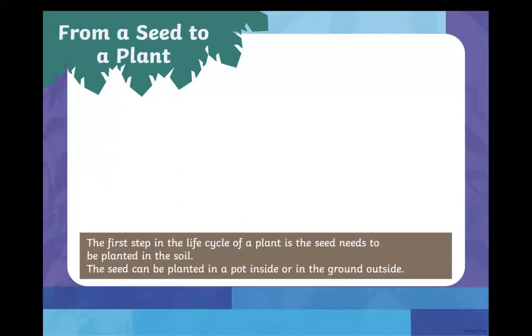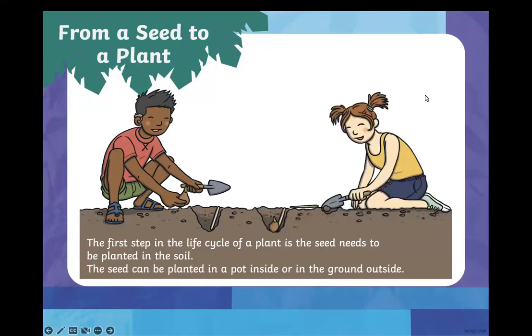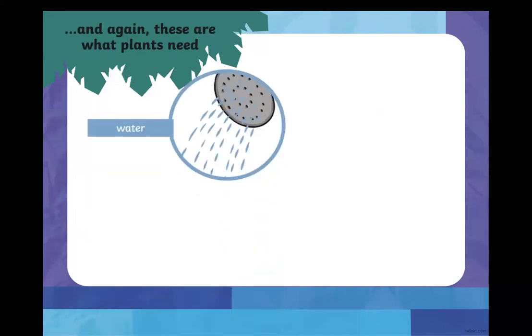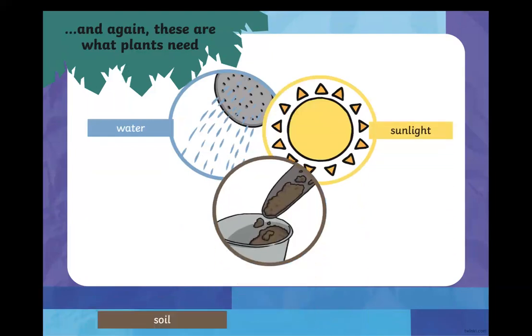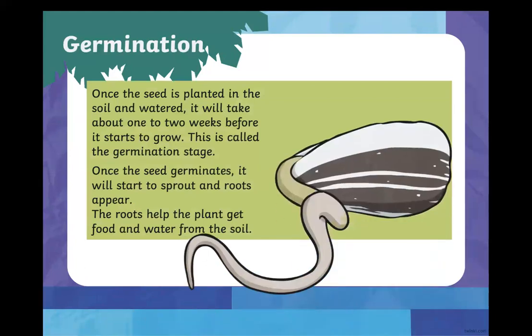All right, so the first step in the life cycle of a plant is, of course, the seed, and it should be planted in the soil, just like what these two children are doing. The seed can be planted in a pot also, or in the ground outside. So they are planting seeds outside. All right, and again, these are what plants need: water, sunlight, soil.